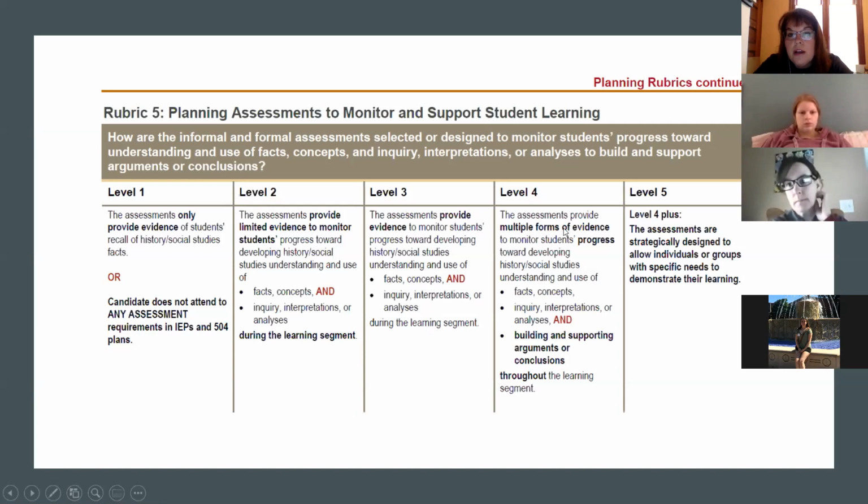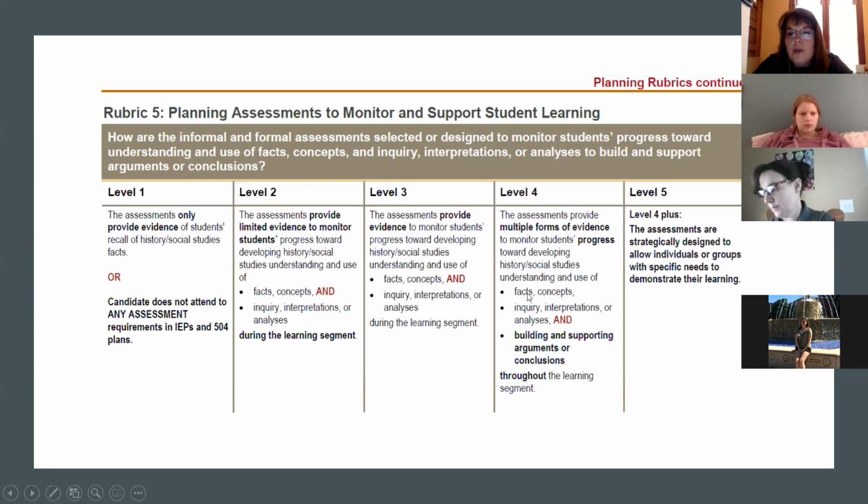Level 4, you need multiple forms of evidence, right? So you can't do one form of evidence. You can't just use your summative assessment. You have to talk about your formative assessments. Maybe you had a KWL chart. Maybe you did a Venn diagram and you have evidence of that. Maybe you have an exit ticket where they talk about something. Maybe you have a parking lot where students are analyzing different things.